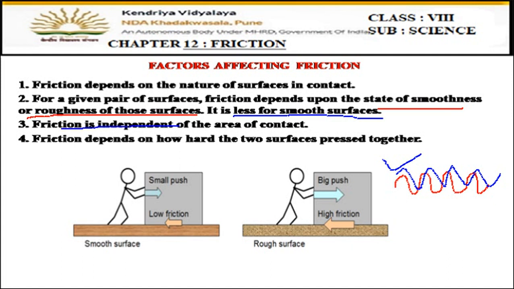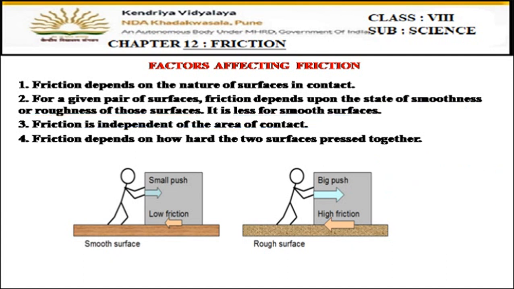Now friction is independent of the area of contact. This is also a very important point, that friction does not depend on the area of contact. Whether a small area is in contact with each other or whether a large area is in contact with each other, friction will not depend on it. Friction will only depend on the nature of the surface. Whether 1 centimeter area is in contact or 1 meter is in contact with the ground or whether 1 kilometer area is in contact, that does not matter. Friction only and only depends on the nature of the surface, whether the surface is rough or smooth.